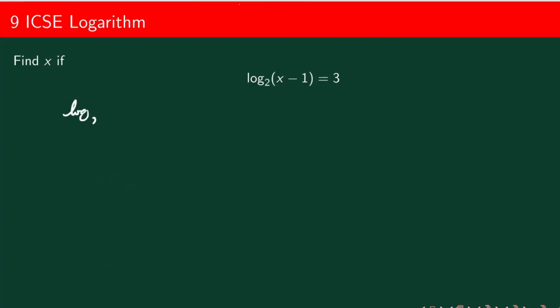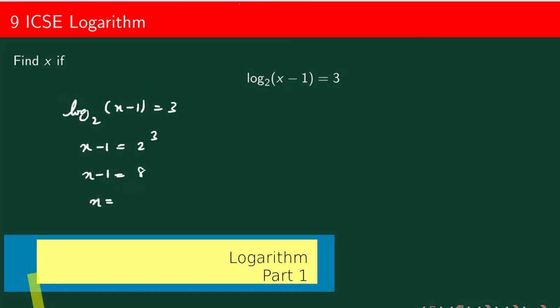So this is log base 2 of x minus 1 equals 3. We can again convert the log to exponential. So x minus 1 is 2 raised to 3. x minus 1 is 8. So x is equal to 9. Move to the next question.